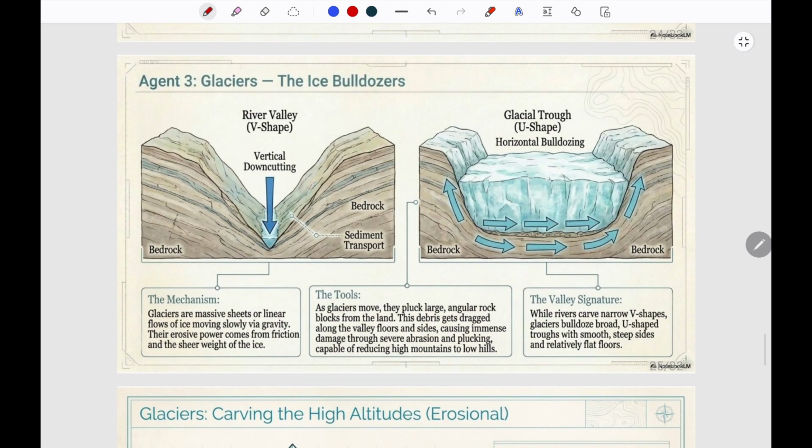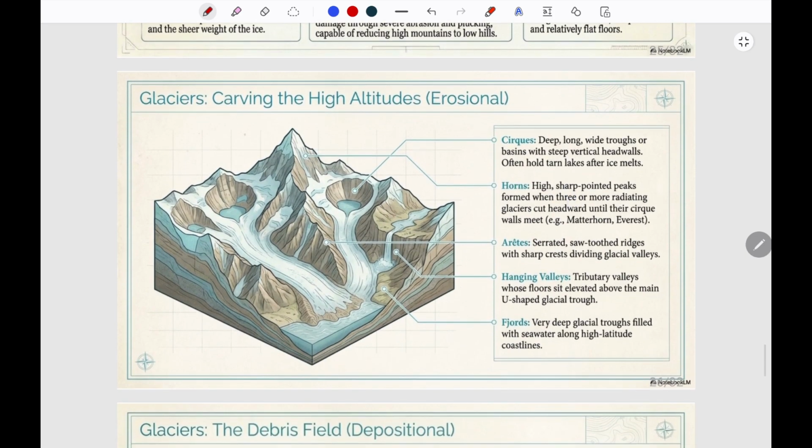Now the next one is glaciers. So erosional features of glaciers. First one is cirques. These are basins present at the head of the glaciers, and sometimes water is filled in them, which is also known as Tarn Lake or Cirque Lakes. Next one is horns. Horns are the pointed peaks. Next is arêtes, which are pointed ridges.